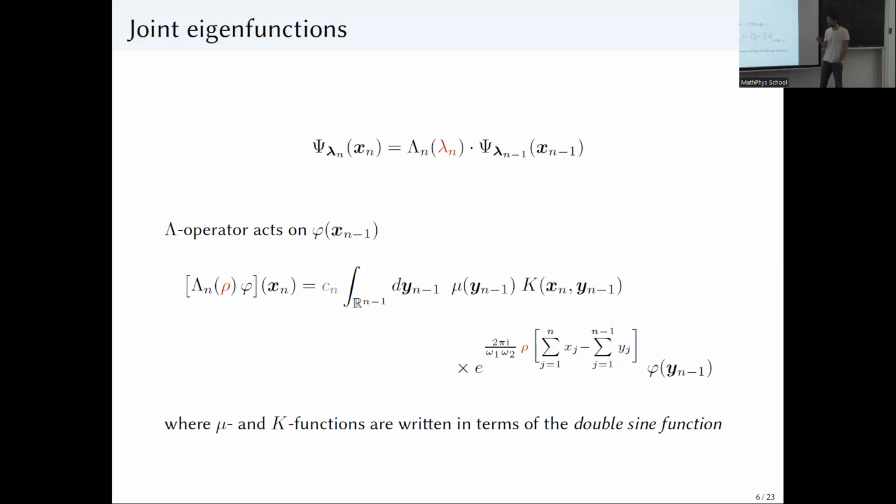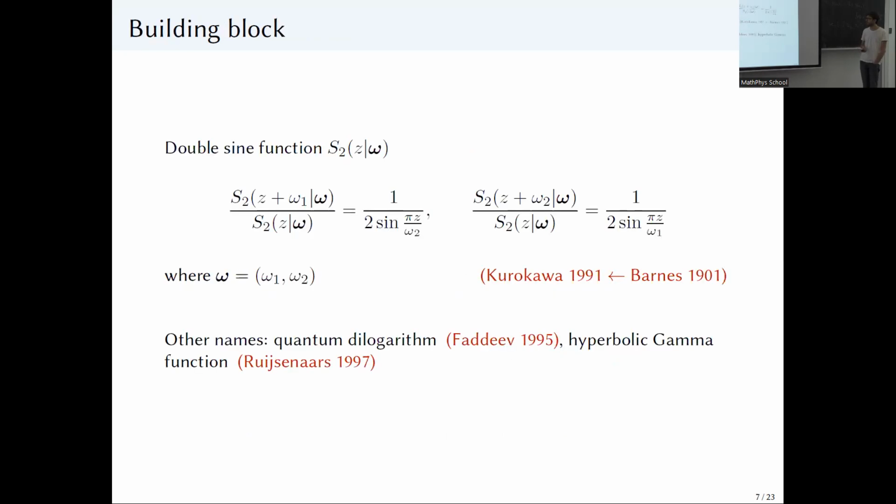And the kernel of this operator consists of 2 parts. The first part are these mu and k functions in the first line, which I will describe in a minute. And the second part is simply this exponent, which contains the spectral variable rho and some coordinates and integration variables also. So this is how it schematically looks. Now I can explain how these mu and k functions are defined. In order to do this, as it is written, they are defined using the function which we just call the double sign function. And I need to describe what it is.